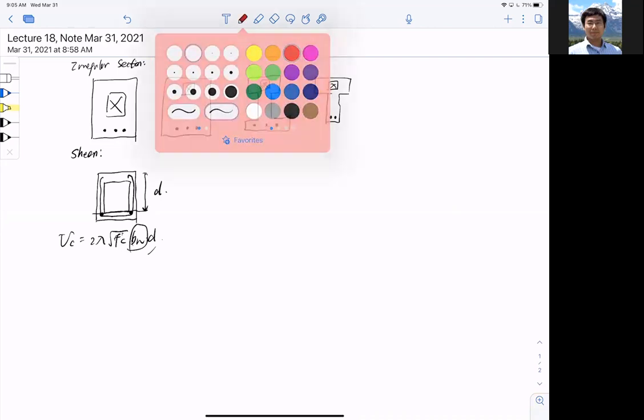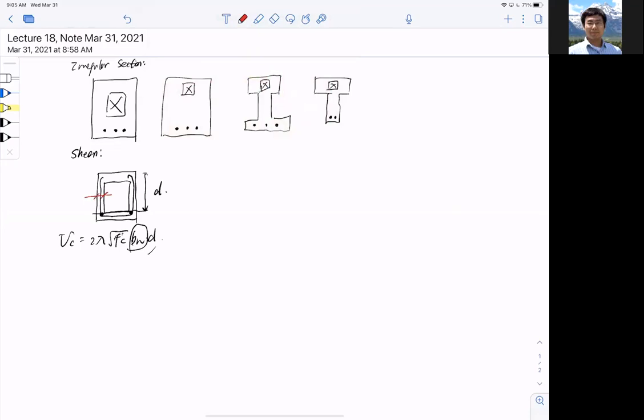So I'm using the red color. This is bw, right? This plus this, okay? Or if you want to use the b opening, this is b, so bw equals b minus b opening. Okay.